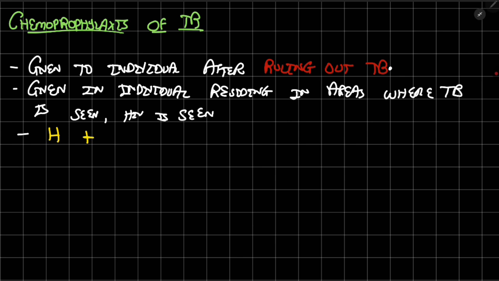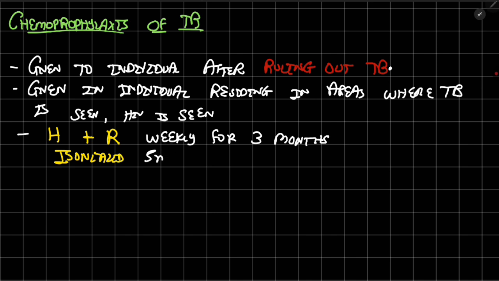And the regimen is isoniazid plus rifampicin weekly for 3 months. Or another regimen, isoniazid 5 milligram per kg per day for 6 months. So that's it for TB. Thank you.